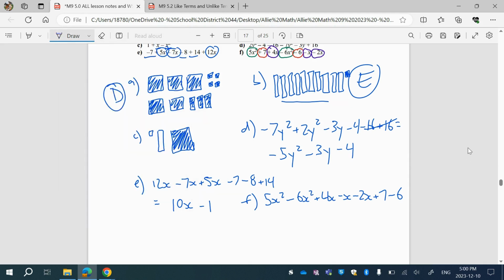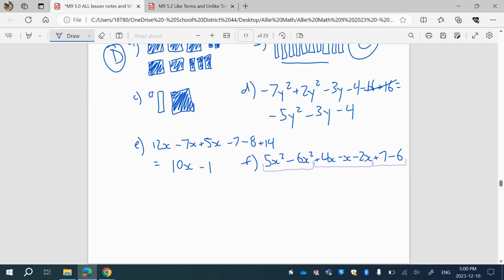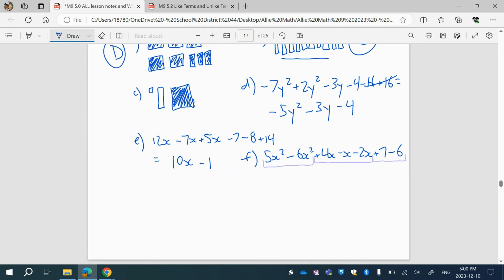Okay, now let's combine all of our like terms. These ones are like, they've got the same variable and the same degree, and these two are constants. And let's add them up. So 5x squared subtract 6x squared, that's going to leave us with a negative 1x squared, or just a negative x squared. Next, we have a positive 4, subtract 1, subtract 2, which is going to leave us with a plus 1x. And finally, positive 7, subtract 6 is going to leave us with a 1.